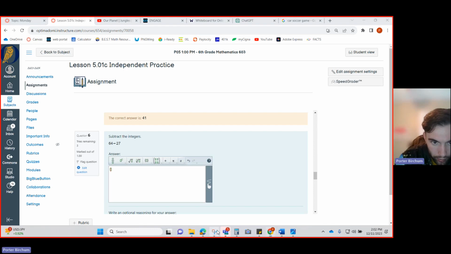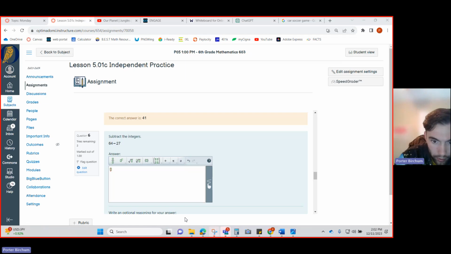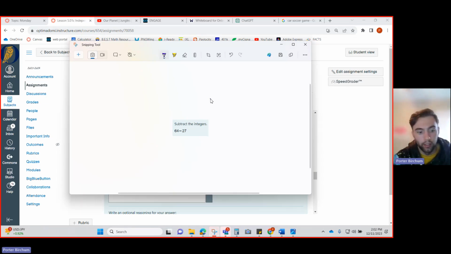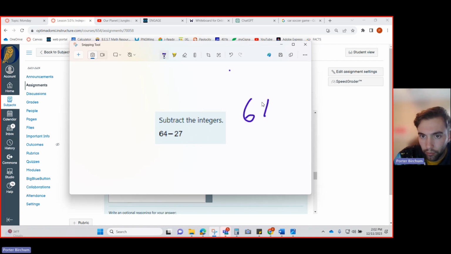Question 6. Awesome. We just got two normal positive numbers here. I'm going to use the standard algorithm to solve these. 64 minus 27. We can't, 4 ones take away 7 ones.